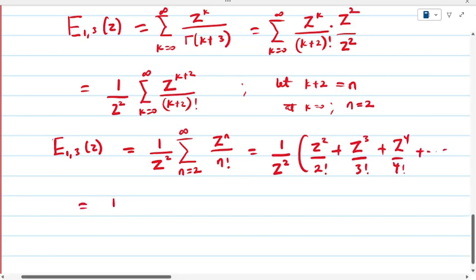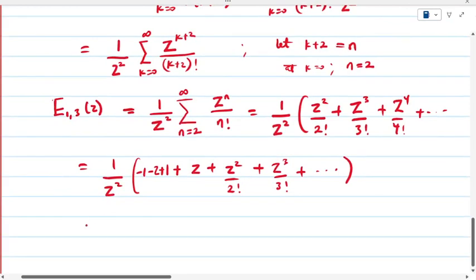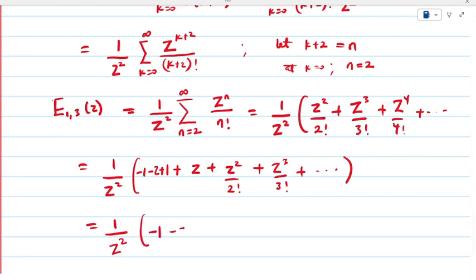In order to make this also an exponential series, I have to introduce 1 plus z so that it can complete the exponential series. However, I also need to subtract it so that I will not alter the equation. That will be minus 1 minus z. With this, I'm able to complete the series. So I'm going to have 1 over z squared in the bracket, minus 1 minus z plus exponential z.